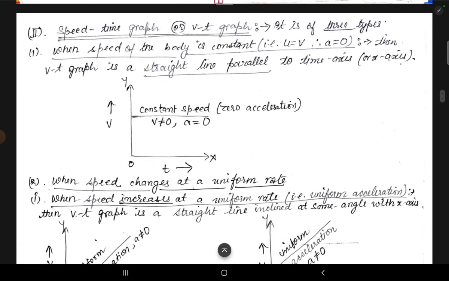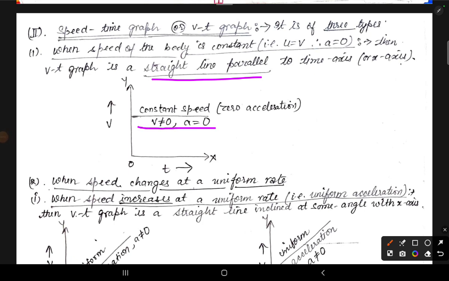Then for the speed time graph, that is the VT graph, it can be of three types again. When the speed of the body is constant, that is u is equal to v and acceleration is equal to 0, it will be a straight line. Can you see the straight line here? It will be a straight line like this and parallel to the time axis.